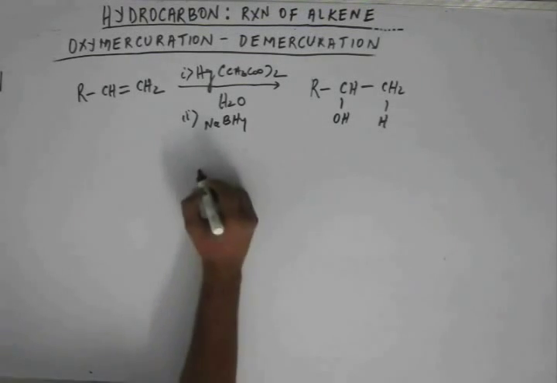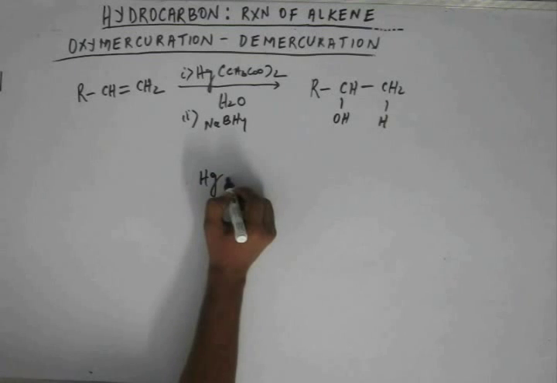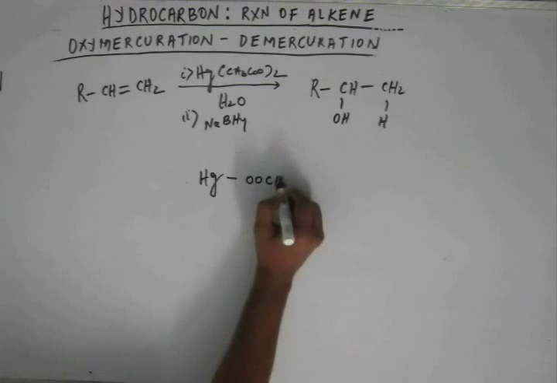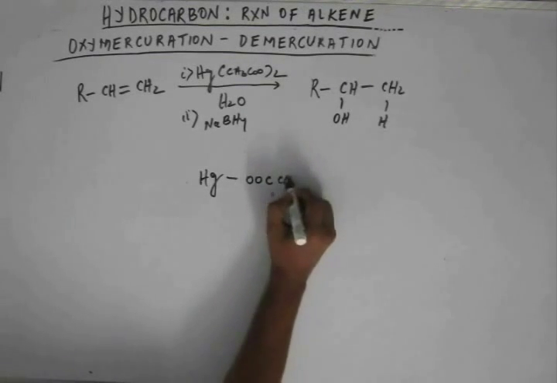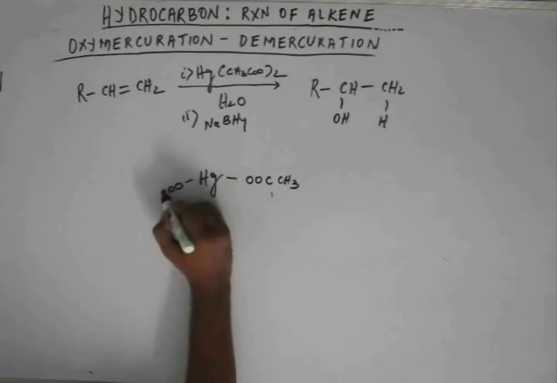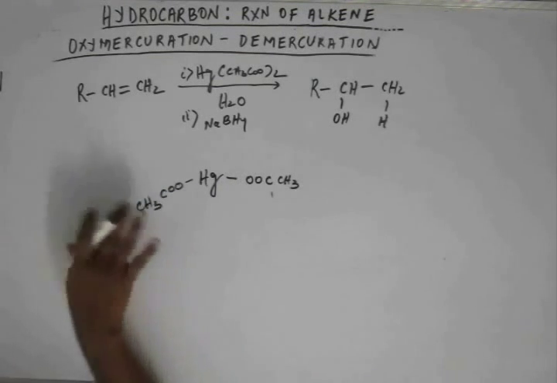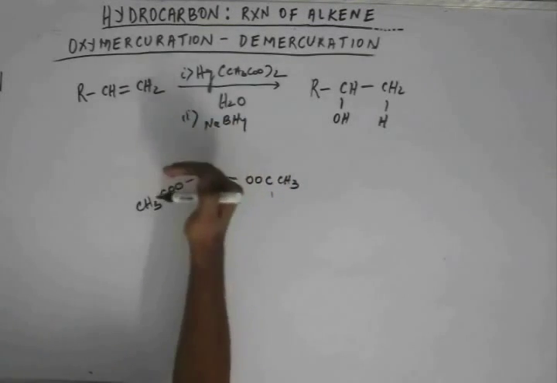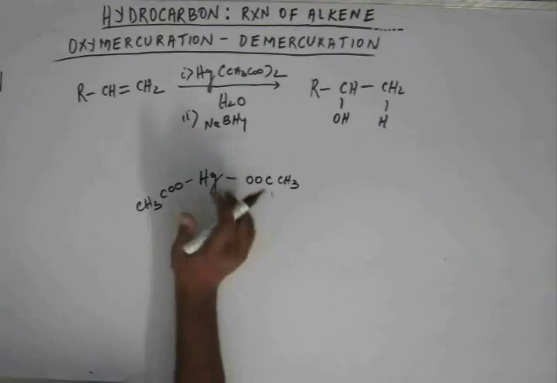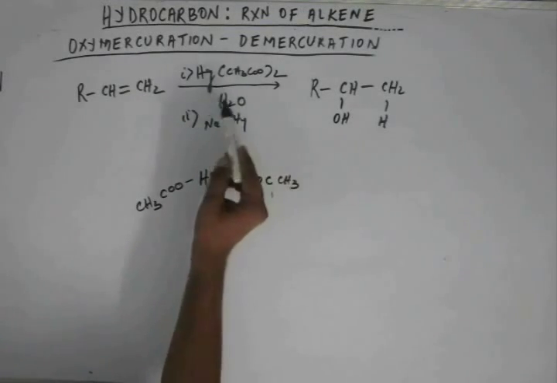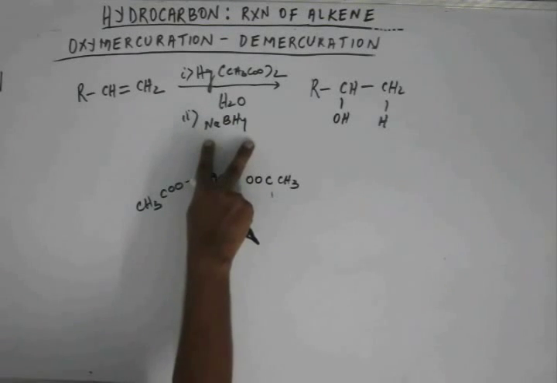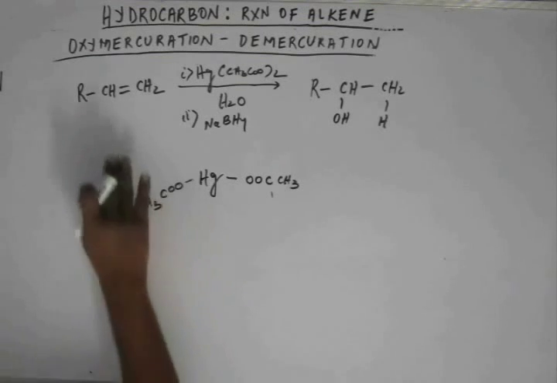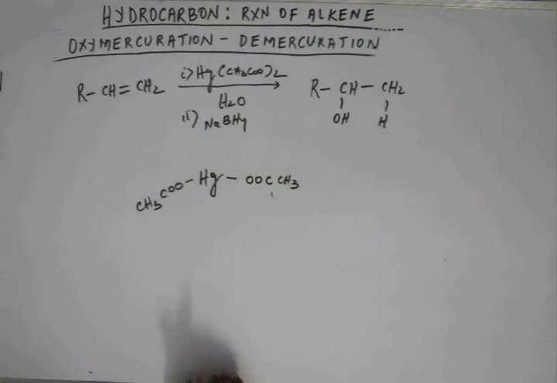Now mercuric acetate would be forming bonds like this. And we have an alkene. When we write this as first mercuric acetate plus water and second sodium borohydride, it means that when the reaction with mercuric acetate is complete, then we are adding sodium borohydride. We are not adding them together. So initially in the system, there would be alkene, water and mercuric acetate.